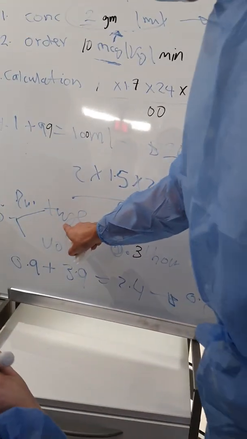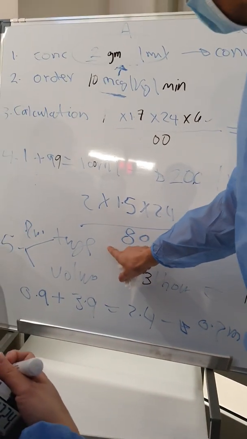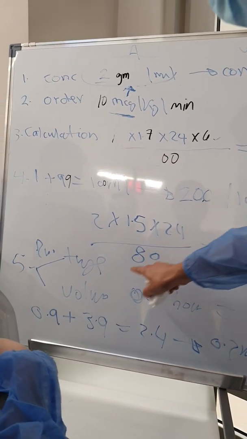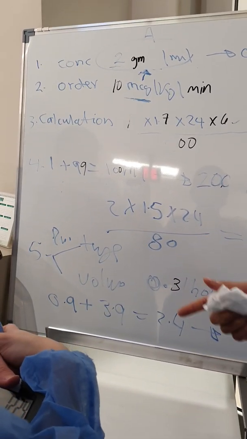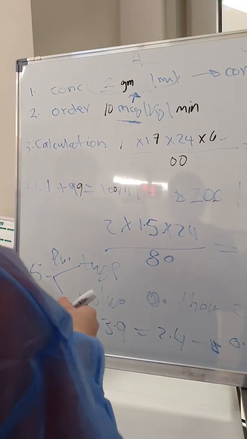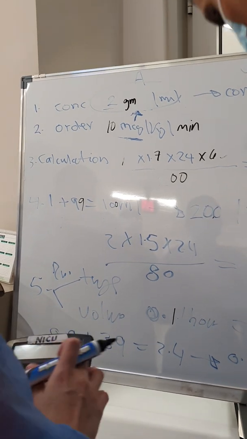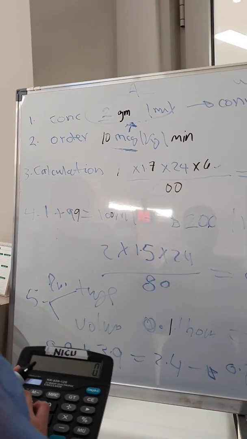So the type of the fluid and the volume: if the patient is restricted, we can go to 0.1 because we have the volume to go to 0.1. If you get 0.3, you get more. So let's say we go to 0.1 ml per hour that we want to run. So how much do you get? 4.8, 2.4.